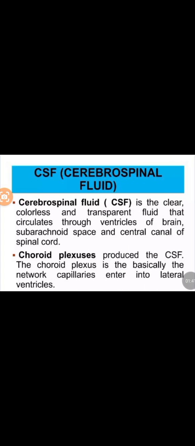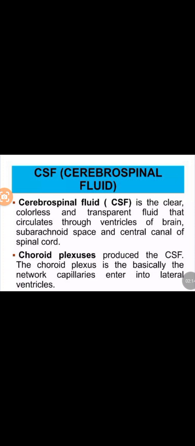And what is CSF? CSF is a cerebrospinal fluid. Cerebrospinal fluid is a clear, colorless and transparent fluid that circulates through ventricles of brain, subarachnoid space and central canal of spinal cord. Choroid plexus produces the CSF. The CSF is produced by which structure? Choroid plexus. Actually, what is choroid plexus?